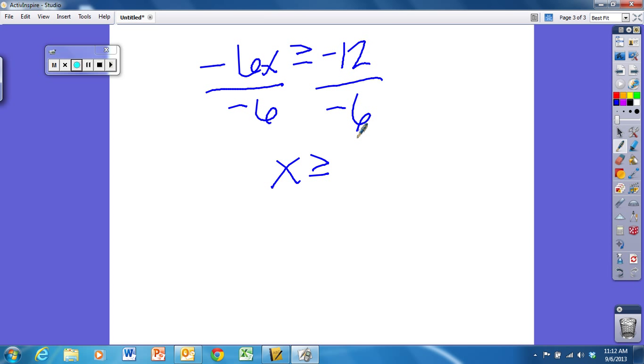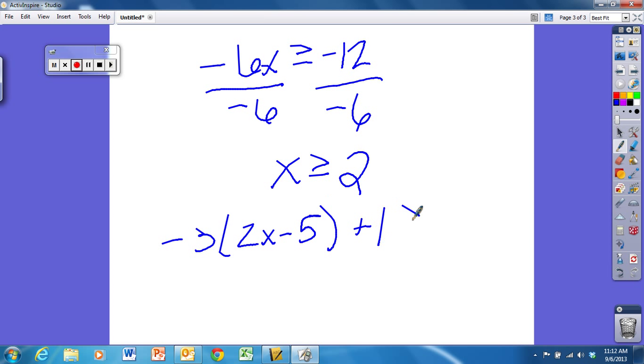And negative 12 divided by negative 6 is positive 2. Now, if you remember, the original problem was negative 3 times 2x minus 5, plus 1, is greater than or equal to 4. Let's check our answer just for fun. I'm going to pick a number that's greater than or equal to 2, but I want to pick an easy number. So I'm going to pick 10, because I like 10.